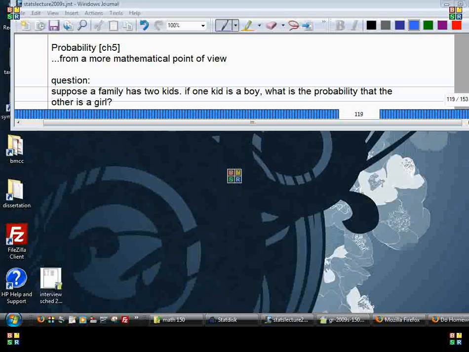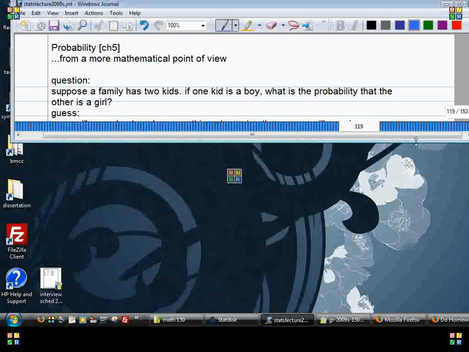Okay, so I'm going to start us off with a question. Suppose a family has 2 kids. If one kid is a boy, what is the probability that the other is a girl? One out of 2. Okay, why 1 out of 2? Okay, could be boy, could be girl, so it's 1 out of 2.